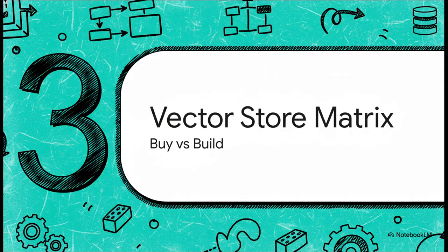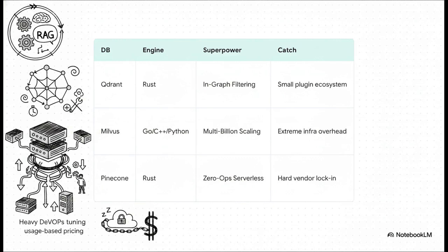Okay, Section 3, the vector store matrix. The classic buy versus build dilemma. When evaluating the database decisions for your vector store, you really have to weigh the trade-offs. Let's look at some dedicated native vector engines. Take Qdrant. Built in Rust, its superpower is in-graph filtering, which keeps latency down around a blazing 12 milliseconds for setups under 100 million vectors. But, the catch is a smaller plugin ecosystem.